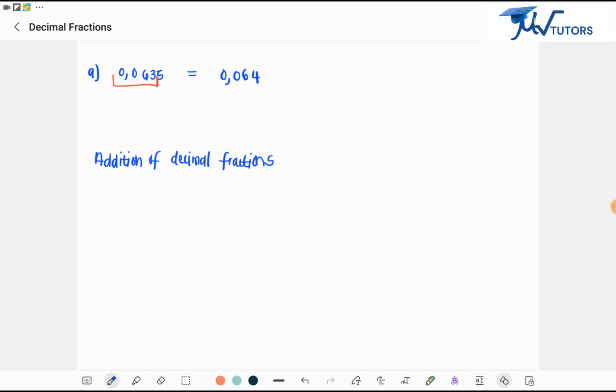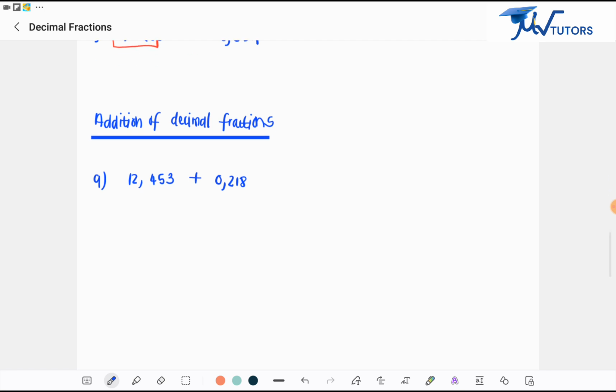Okay, how are we going to do that? To be honest, they are sort of straightforward, but let's just do examples. We're going to go straight to examples. So let's just say we have 12.453 and we're adding it to 0.218. In this case, at least, we have numbers that are to 3 decimal places, all right? Tenths, hundredths, all the way to the thousandths if we were to classify them.